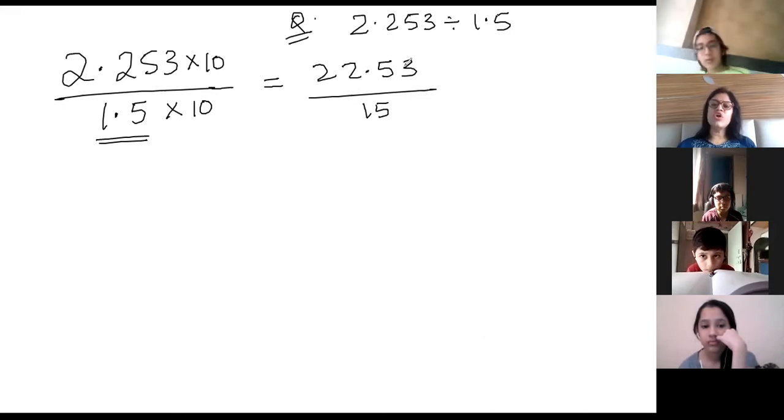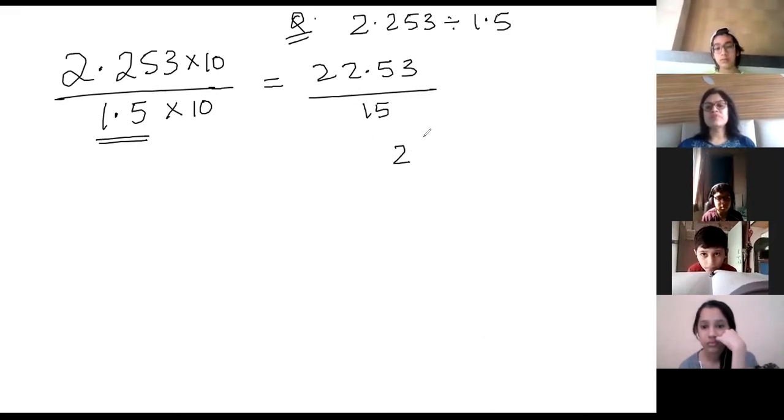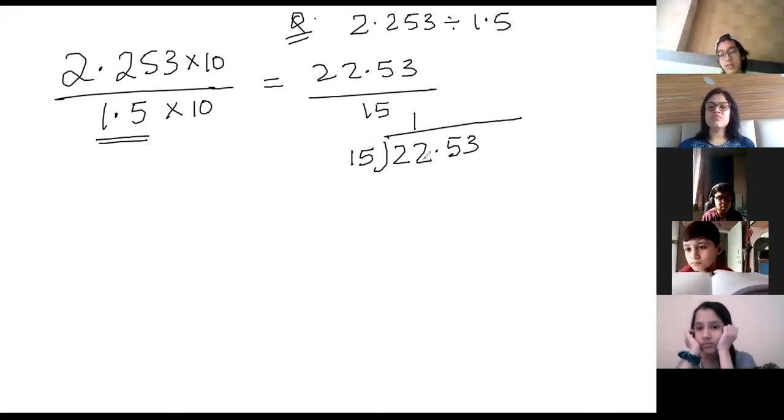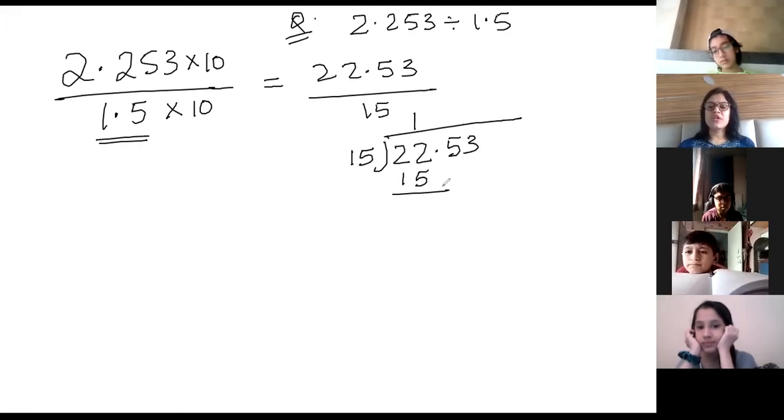I can do the lowest form, 3 will cancel, but let it be. I'll divide it and show it to you. 22.53 divided by 15. So 22, it will go into 15 how many times? Ones are 15. So 22 minus 15 is how much? 7. Now, after that, decimal is there.